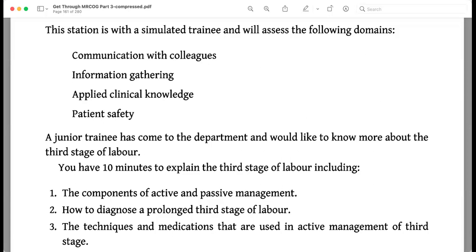Then, you can see my hands, we will take the cord with our right, or dominant, hand, and we will put our non-dominant hand on the suprapubic area, and we will hold the uterus, and we will gently rotate and pull the cord. Am I clear so far?